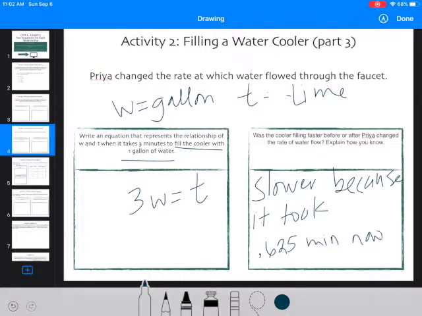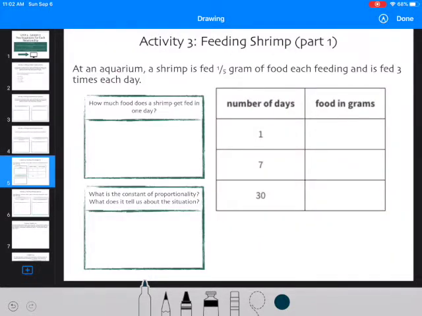Now it takes 3 minutes to fill the same amount of water, so it's still 1 gallon. So now we're feeding shrimp.